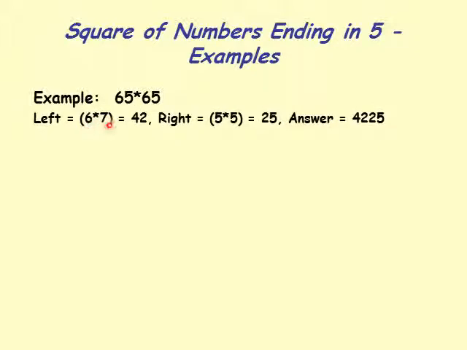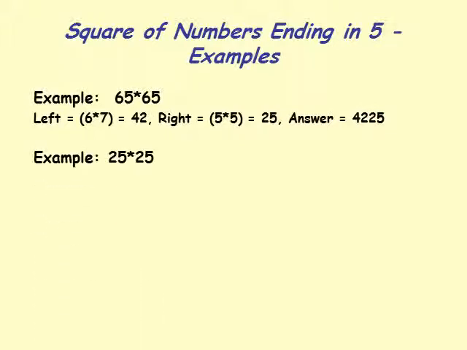Now let's do some examples of squares of numbers ending in 5. First example is 65 times 65, which is 65 squared. On the left, it's 1 more than the 1 before. 6 times 7 is 42 on the left, and 25 is on the right, 5 times 5. The answer is 6 times 7 is 42, and the right part is 5 times 5 is 25. Answer is 4225. 65 times 65 is 4225.